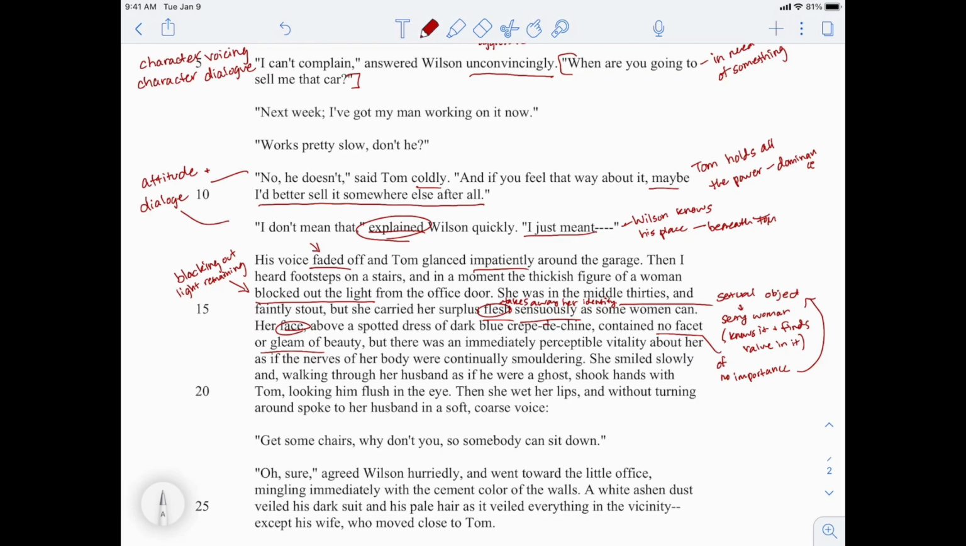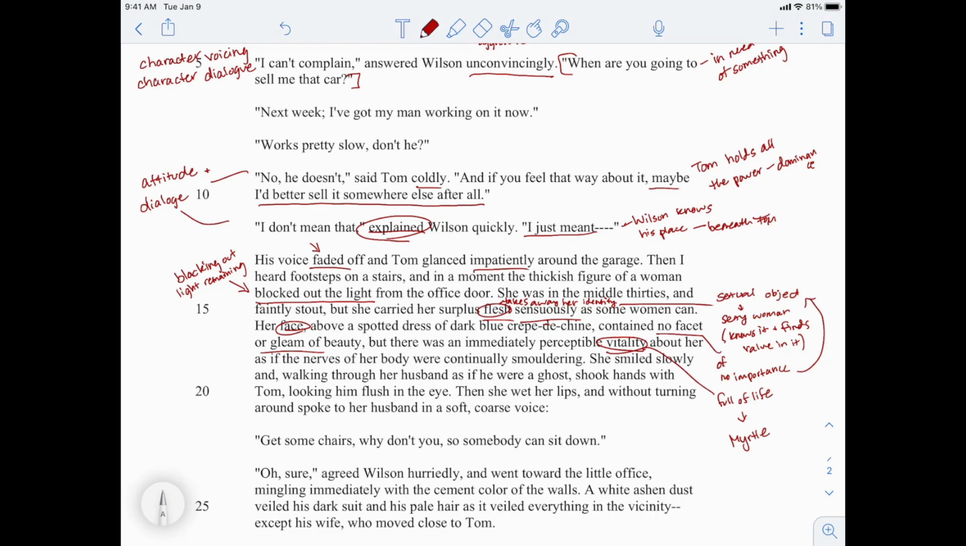"But there was an immediately perceptible vitality about her." Remember, I mentioned that word is important. This word, vitality, remember, means full of life. Okay, and that is Myrtle Wilson, right? That's her name, Myrtle, okay?